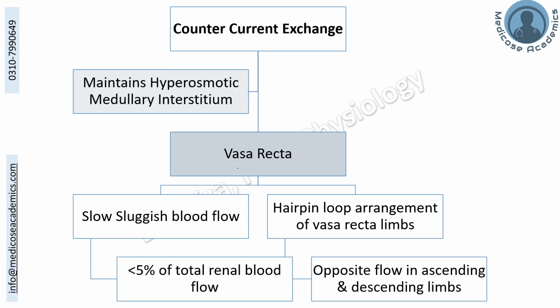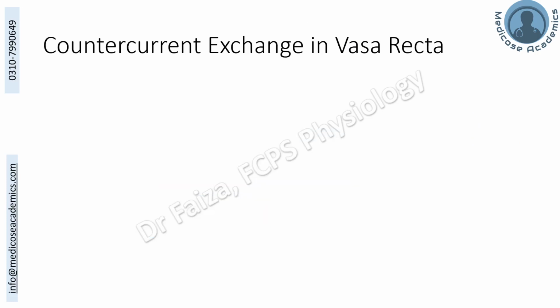The two most important characteristics of Vasa recta which help them maintain this countercurrent exchange mechanism include a very slow, sluggish blood flow. The Vasa recta is receiving only less than 5% of the total renal blood flow. Number two, its arrangement in the descending and ascending limb in hairpin loop pattern. Opposite flow in the descending and ascending limb helps in maintaining the renal medullary interstitium osmolarity. We will look into it in a while.